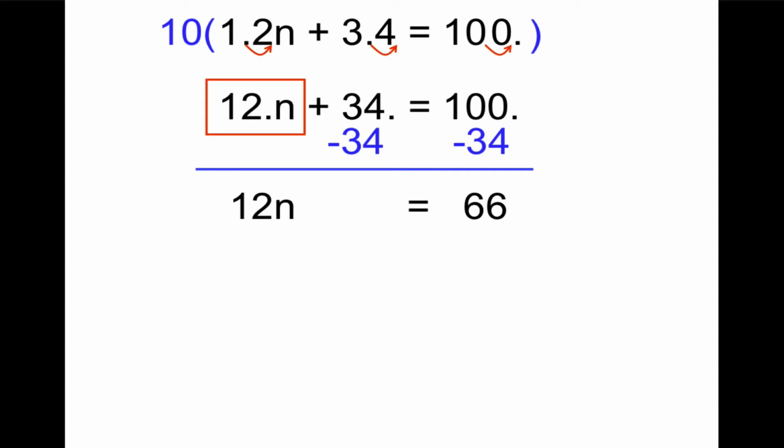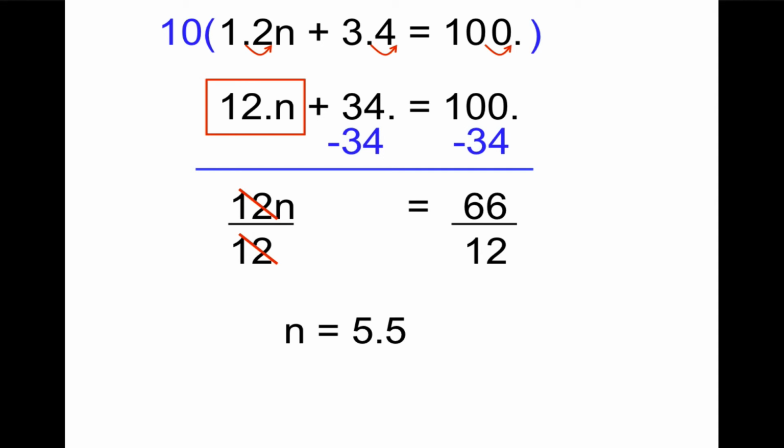The final step, divide both sides by 12. 12 divided by 12 equals 1, or just n. Now I know that 12 times 5 equals 60, so that's going to leave 6/12, or a half. We'll call it 5.5. Problem solved.